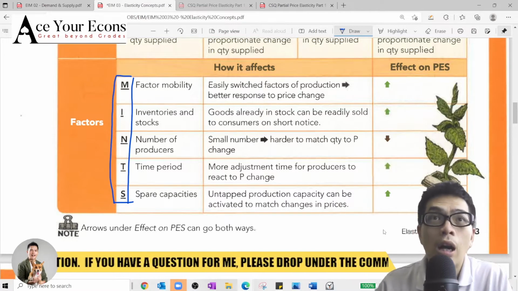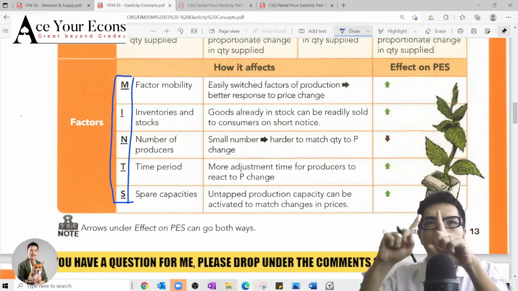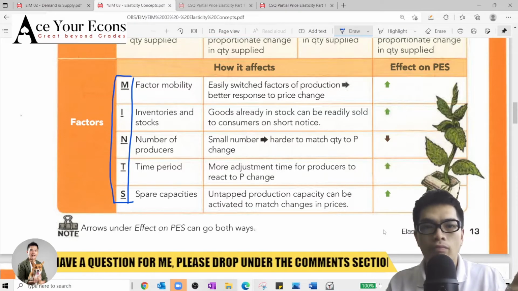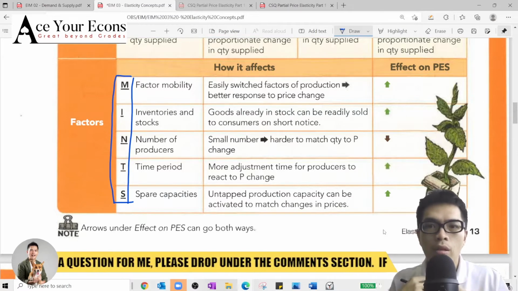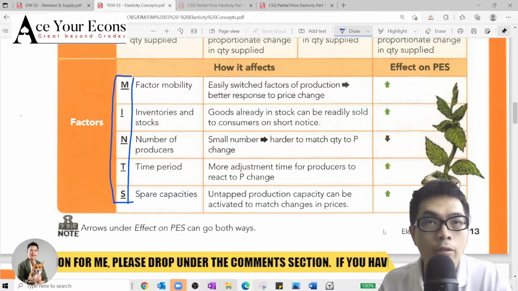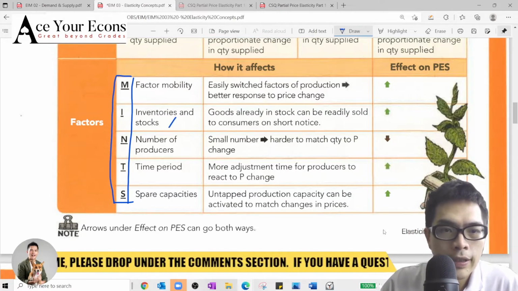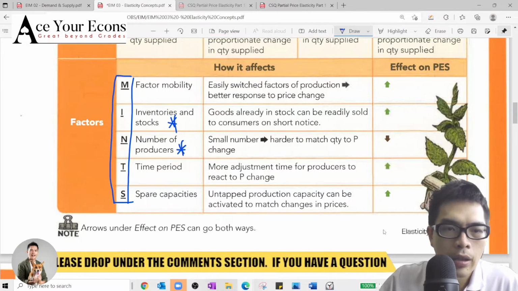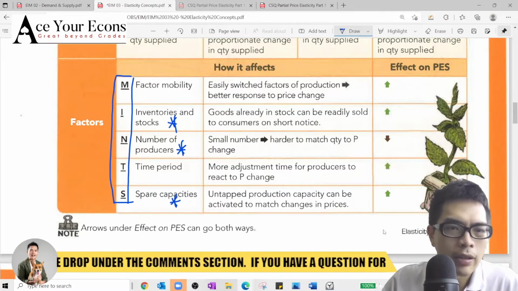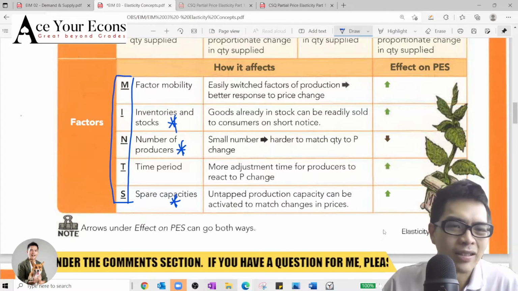So, how are we going to make sense out of this? Always tell a story with polarity. Okay, and we are going to go through one by one. Before that, I want to point out which are the ones that are important. You will probably see I, N, and S tested quite a lot, especially I and S.